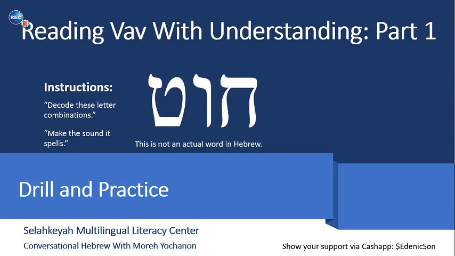This is not an actual word in Hebrew. I'm putting that warning up there because I don't want anybody saying these are or aren't actual words. These are not actual words. These are just us mixing combinations of the sounds. All right, so let's break this down. We have chot. How do we have chot? The chet makes a ch sound, the vav makes an o sound, and the tet makes a t sound. Ch, o, t, chot, chot.